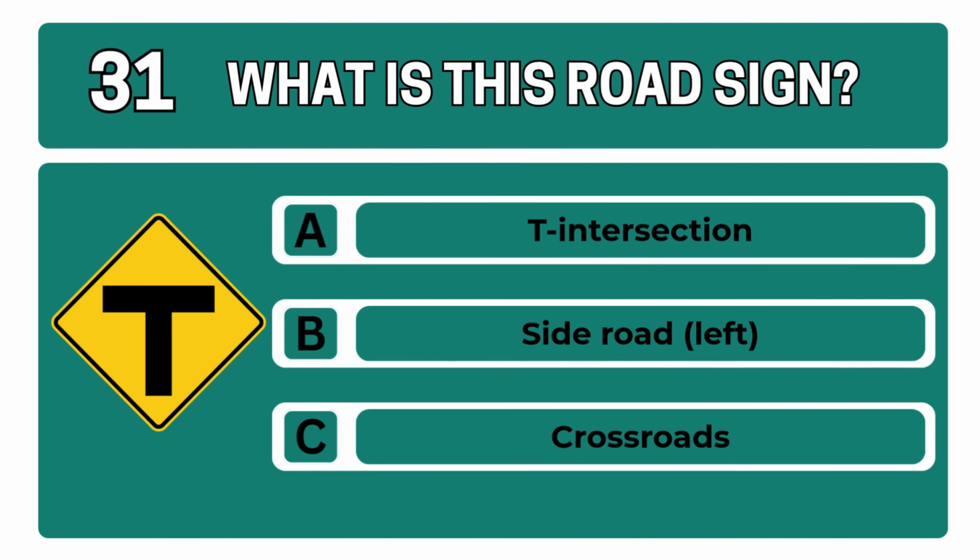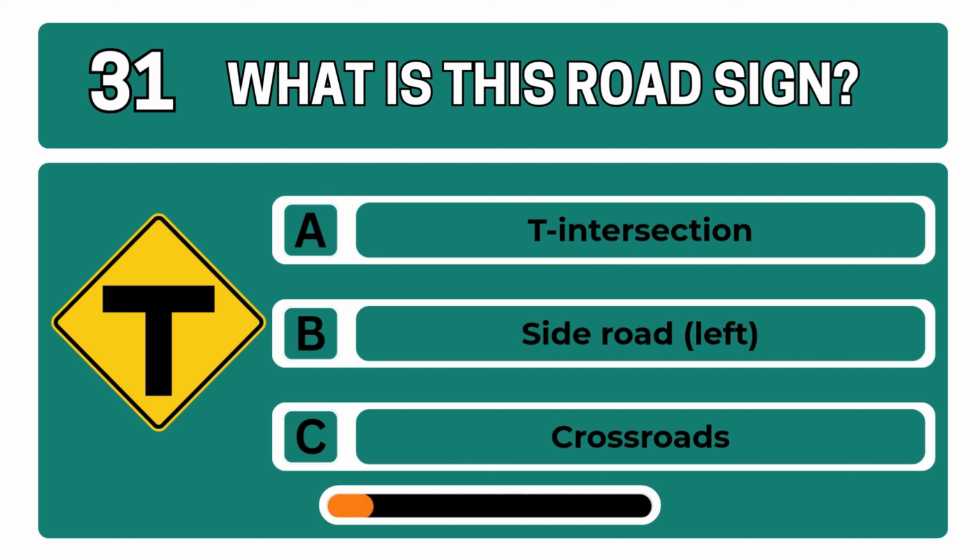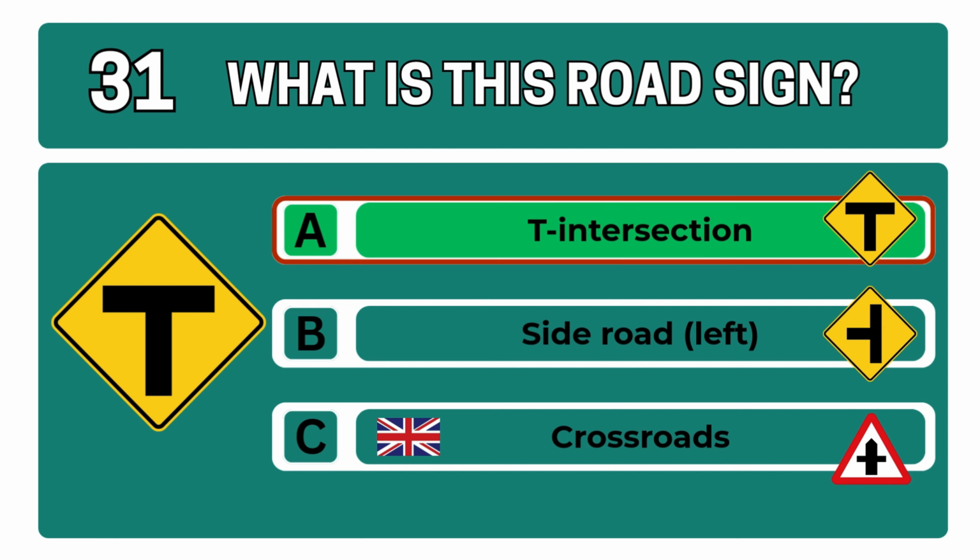Question 31. What is this road sign? A. T intersection. B. Side road, left. C. Crossroads. The answer is A. T intersection.